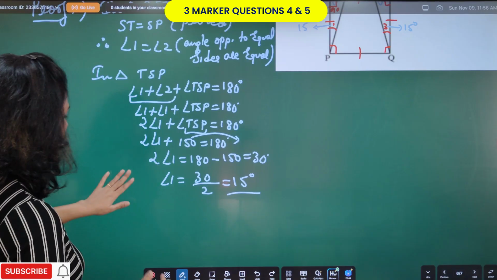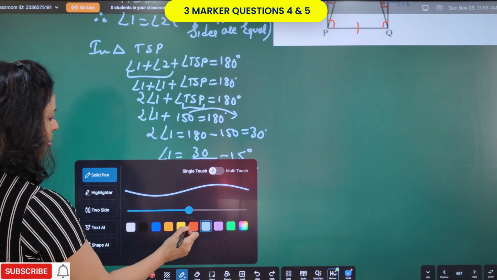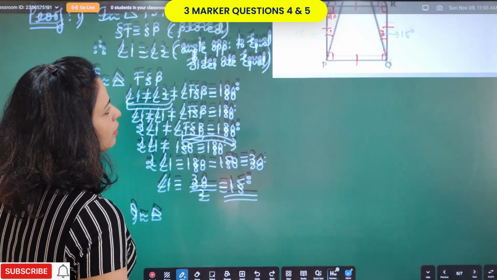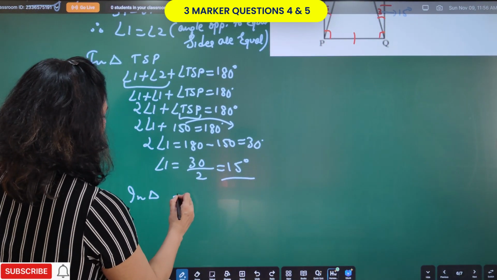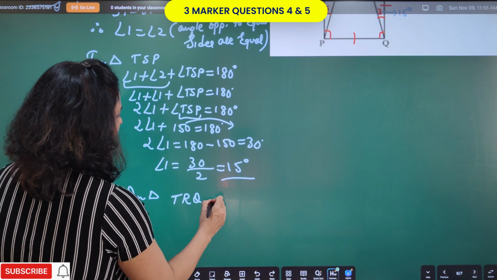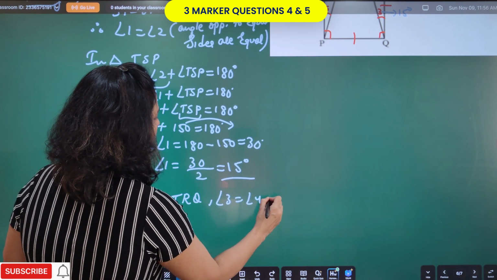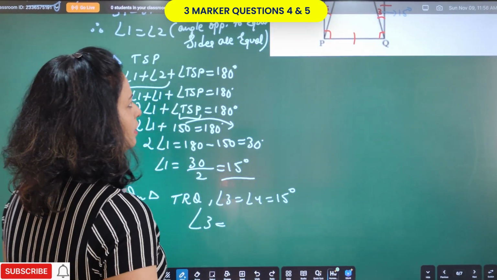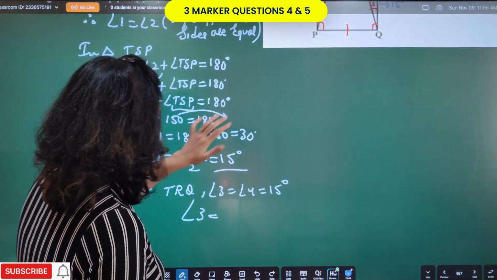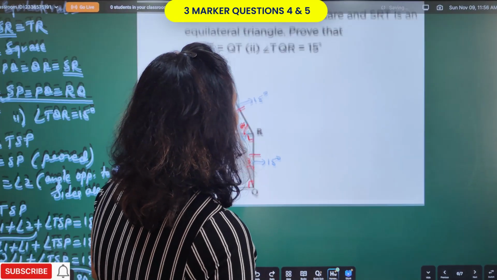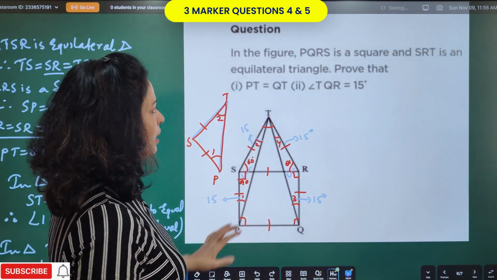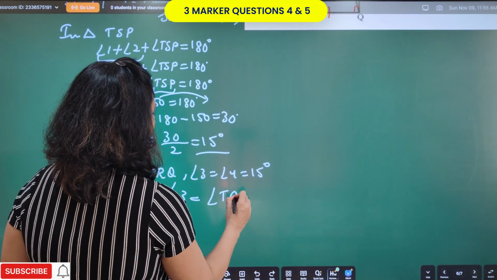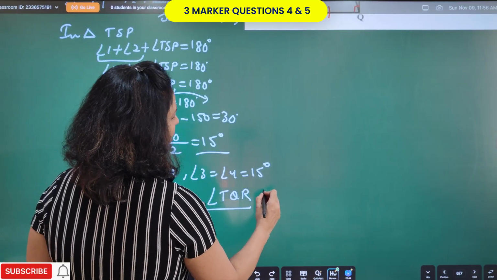Similarly, in triangle TRQ, angle 3 is equal to angle 4, and it will be 15 degrees. So what was angle 3 actually? What they asked us was angle TQR, right? They asked us to show angle TQR is equal to 15. So angle TQR is equal to 15 degrees.